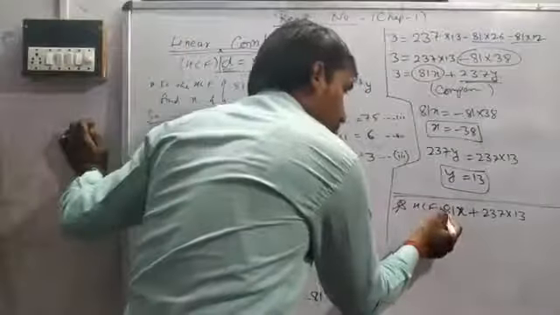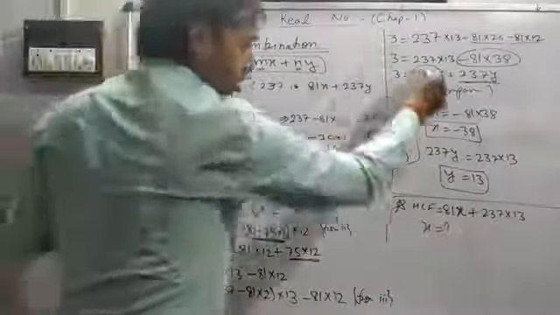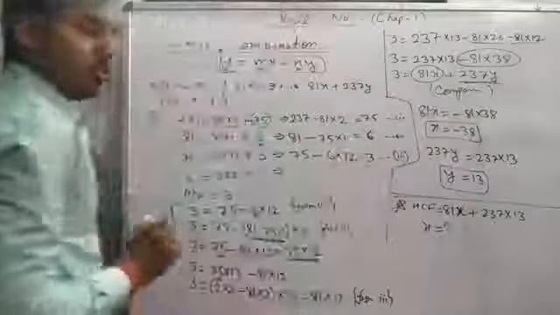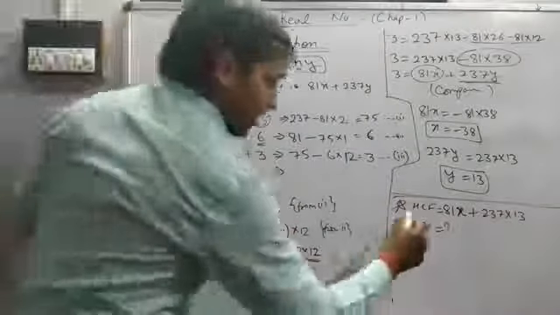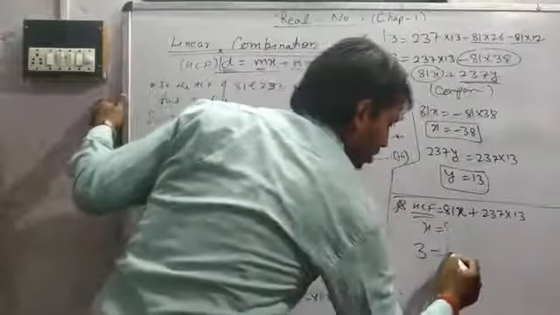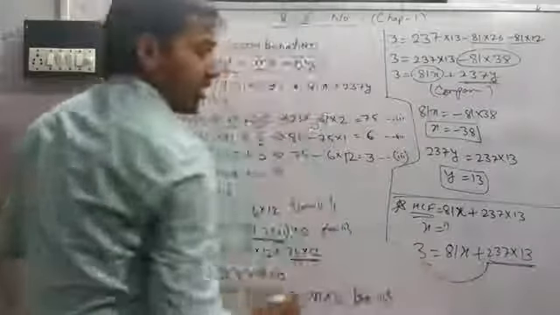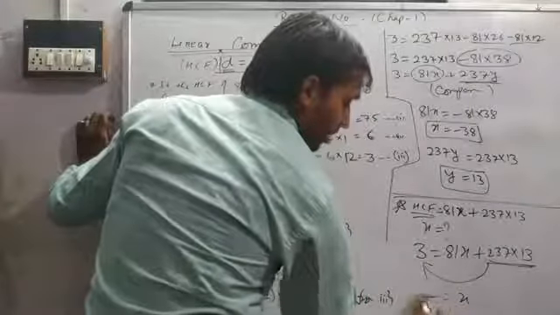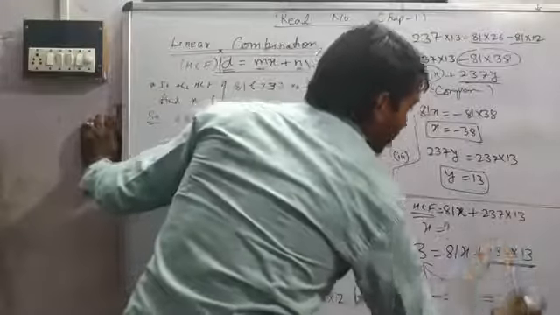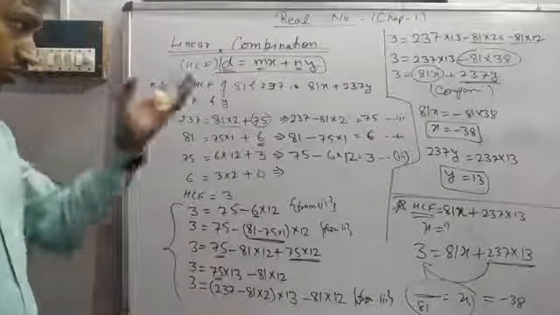So here I have two choices. Either you use the steps from this step to this and then compare, and you get the value of y, or you directly use the value of HCF. What is the HCF? The HCF is 3. So 3 equals 81x plus 237 into 13. Multiply them, then send it to the left side, subtract, then divide by 81. You get the answer x, and that answer is also minus 38. Okay, so pause the video and note down.